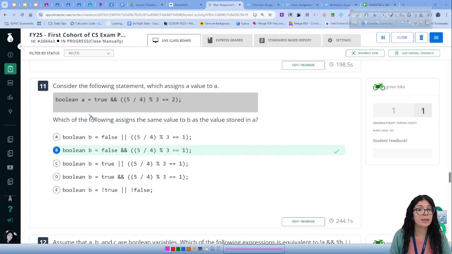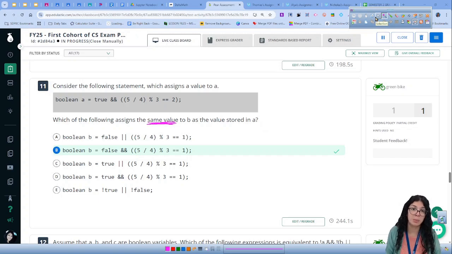Right, consider the following statement, which assigns a value to A. Which of the following assigns the same value to B as the value that's stored in A? So we have to figure out what is the value that's stored in A first, because the answer will be the same, whatever value is stored in A. Once we figure that out, then that's the value that needs to be stored in B.